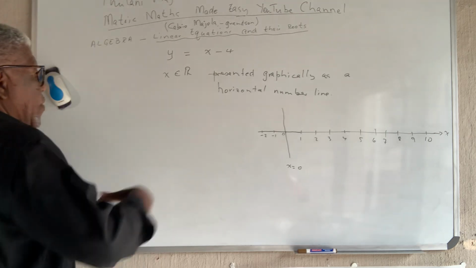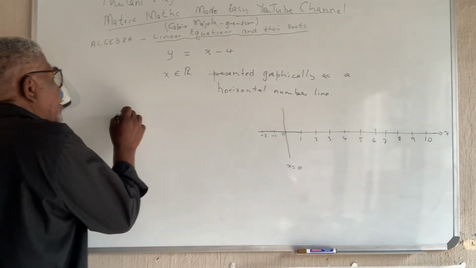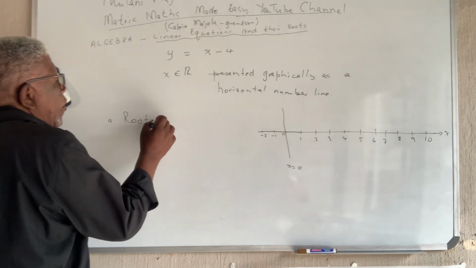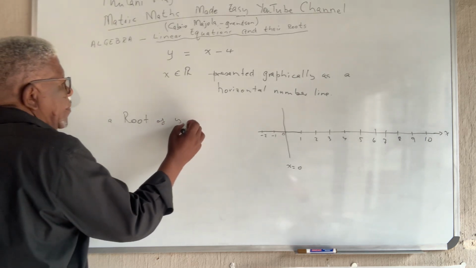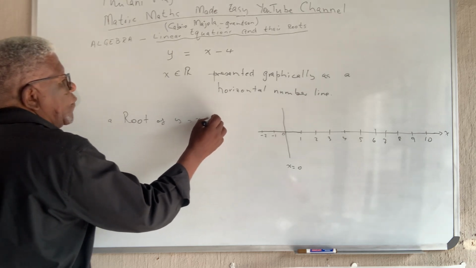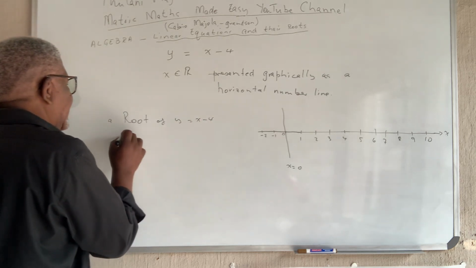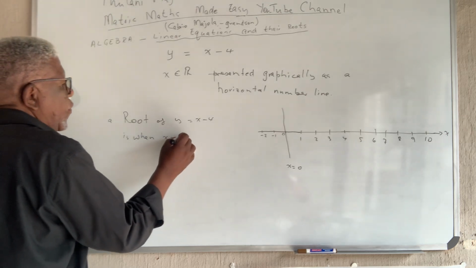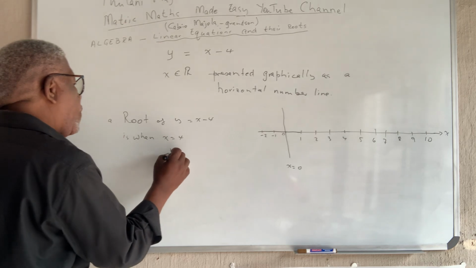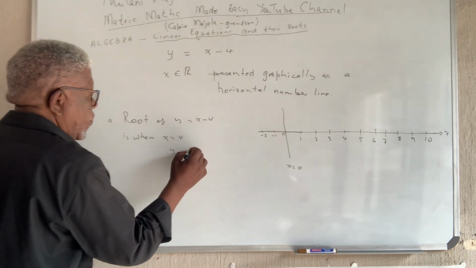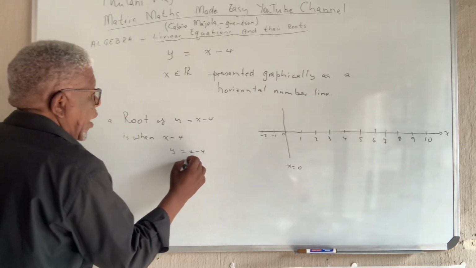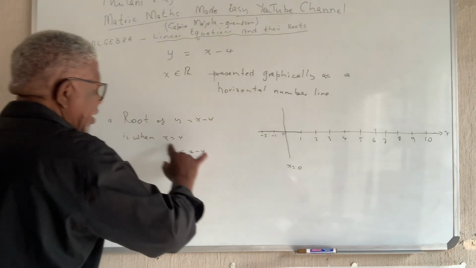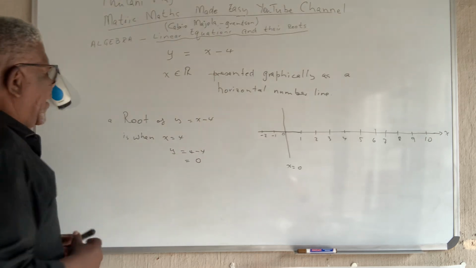So now we have seen that a root of y equals x minus 4 is when x equals 4. When x equals 4, your y equals 4 minus 4, which equals 0. Right. So now we're introducing the other variable, the y.